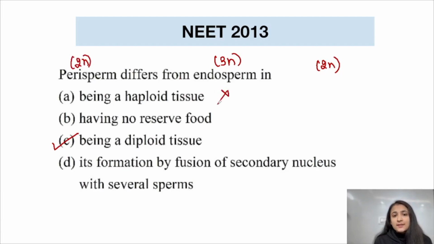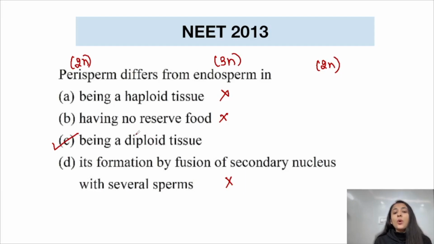So option 1 is incorrect. It is not a haploid tissue. Having no reserve food? No, it does have reserve food. Perisperm also has reserve food and endosperm also has reserve food. So this option is also incorrect. Option C we have already marked as the correct option. Option 4, its formation by the fusion of secondary nucleus with several sperms, is also incorrect.